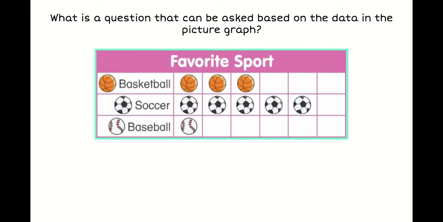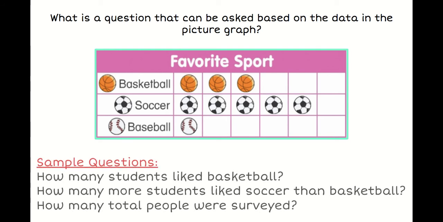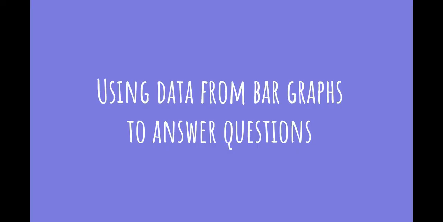What's a question that can be asked based on the data in the picture graph? Well, I could ask which was the favorite sport amongst the 3, or which one has the least amount of votes. I could ask, how many more votes does soccer have than baseball? What's the total amount of votes in our chart? What is the second favorite sport on this chart? How many total people were surveyed? So lots of different questions that we can come up with for our chart.